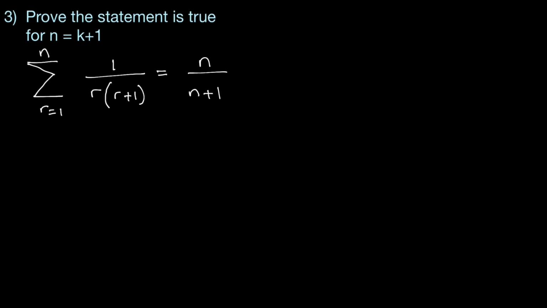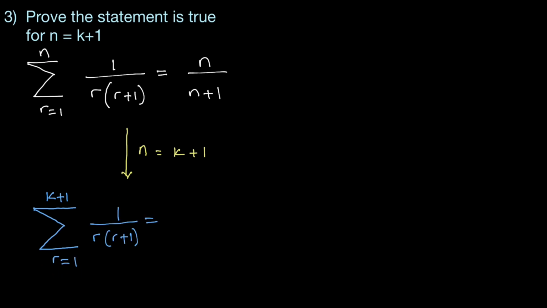Step 3. Prove the statement is true for n equals k plus 1. To do that, we basically bring in the equation again. Then we want to change the n to be equal to k plus 1. We have k plus 1 for n, and the r begins from 1, with the formula that equals, now n is k plus 1, over k plus 1 plus 1. That will be k plus 2. This is where we're going to arrive at. This is what we need to show.